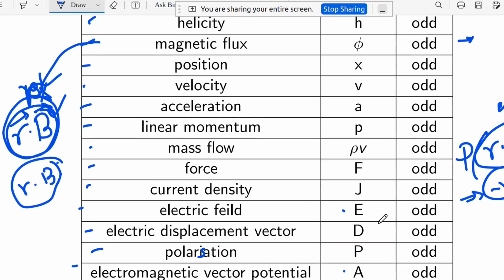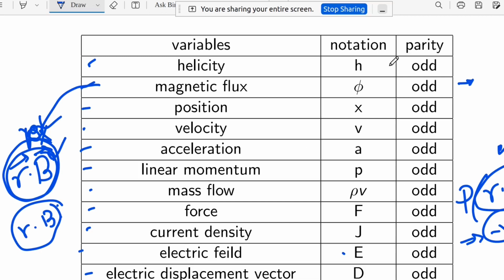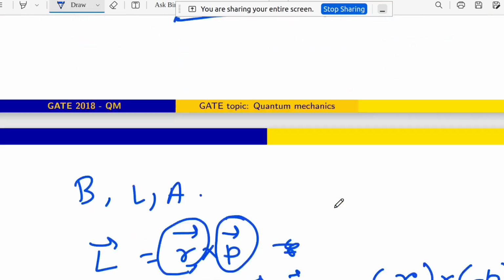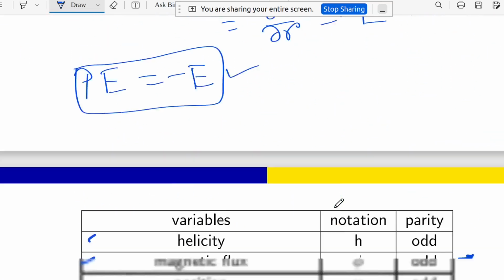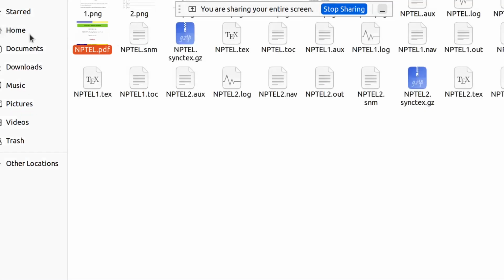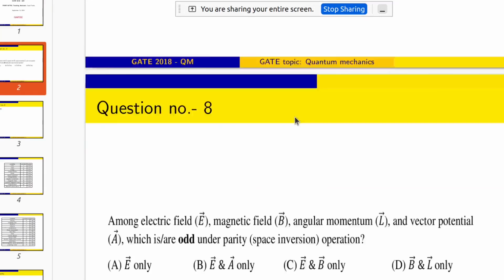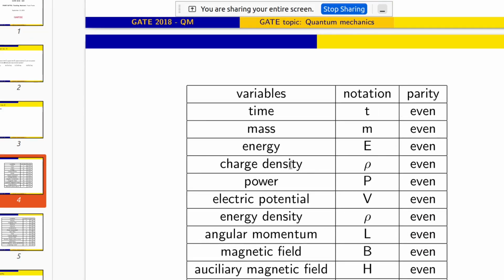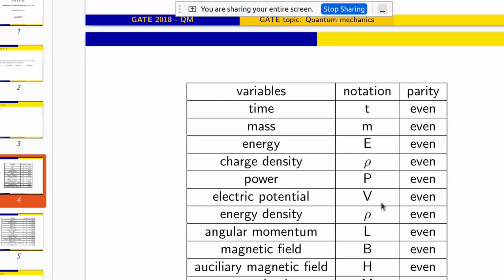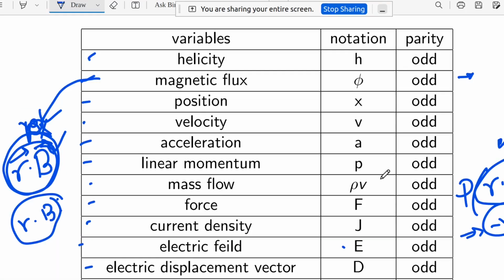Now you can also see that there are so many variables which are odd under parity, and I have also mentioned those even under parity, but where are they gone? Yes, here you can see, these are even under parity. So there are so many parameters which are even under parity. Here also you can see that electric potential is even under parity, but here magnetic flux, what is this? It is odd under parity because it is a pseudo scalar.